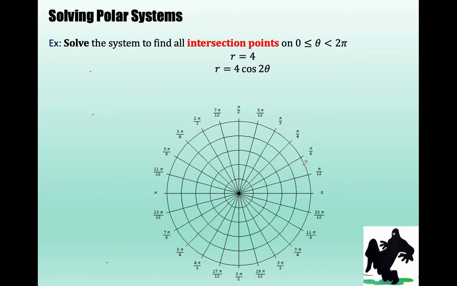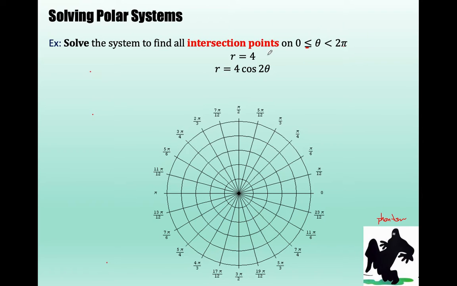So the first example, solving polar systems. Notice I've bolded the word solve, and I've bolded and made red intersection points. And then I have this weird looking icon at the bottom. Call this a phantom. Okay, so let's just deal first with some prior knowledge. Solve a system to find all intersection points. Notice that I've included 0 and not included 2 pi.